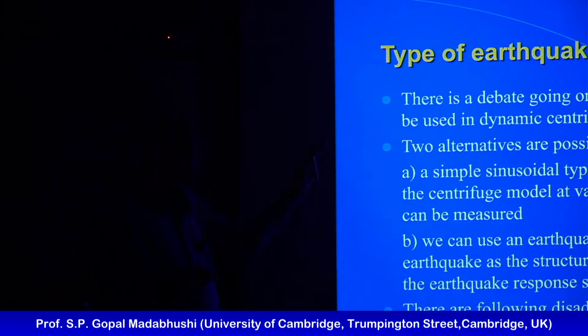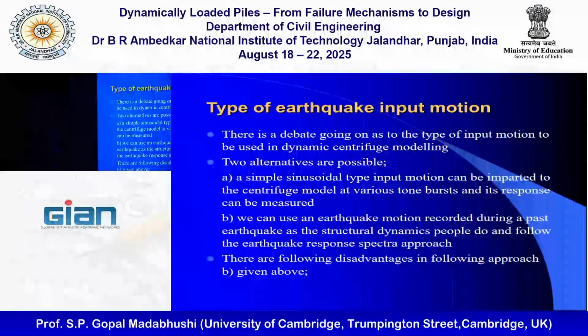You had a question about the type of input motion earlier, right? Let me answer that first. Now, there are two schools of thinking about this. One is we have recordings of past earthquakes. If you go to the PEER, Pacific Earthquake Engineering database, there are past earthquakes, lots of them, records are available. So we can pick the one we want and use that to create the earthquakes in the centrifuge.